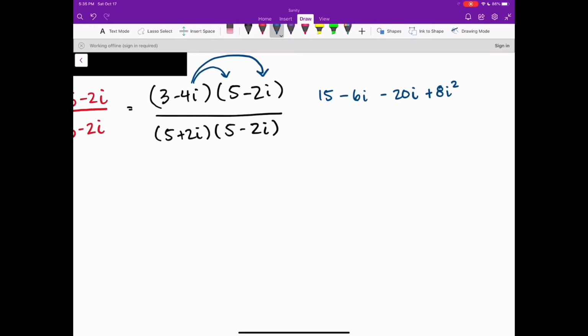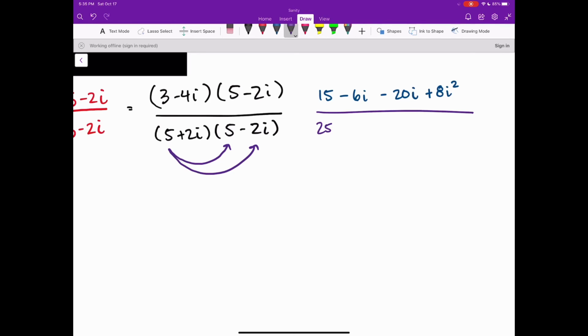All right, let's look at the bottom. And I'm going to do the bottom in purple. So the denominator here, again, FOIL it just like regular. 5 times 5 is 25. 5 times negative 2i is a negative 10i. Let me get rid of those arrows so we don't get mixed up. 2i times 5 is positive 10i. And 2i times negative 2i is a negative 4i squared.